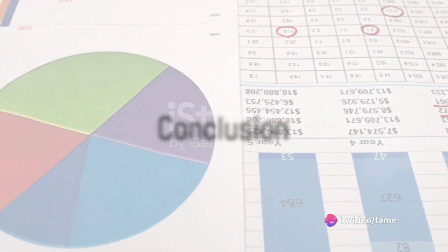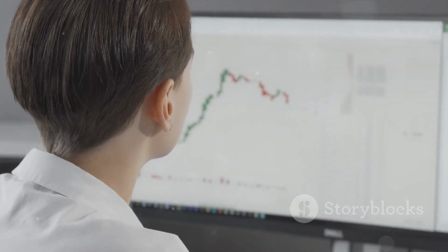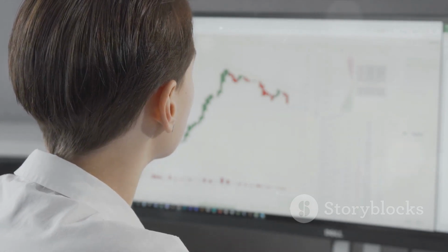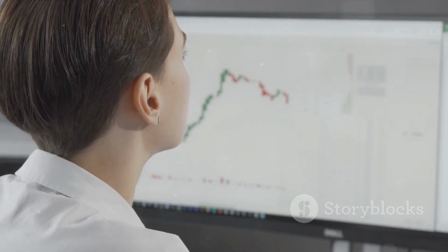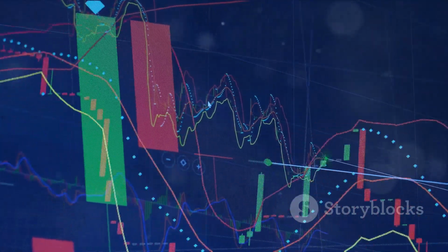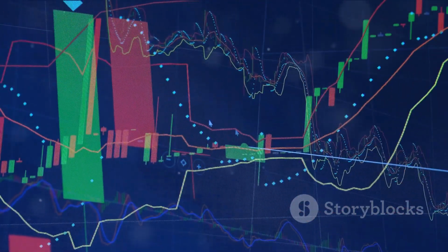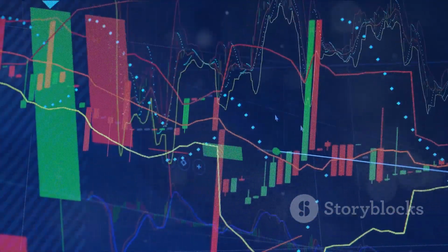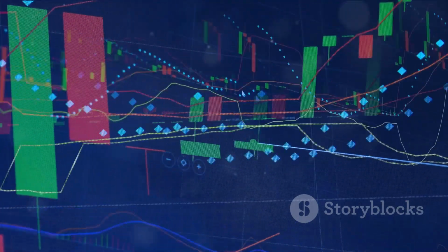So, to wrap up, the yield curve is more than just a graph. It's a valuable tool for understanding the economy and making informed investment decisions. Now, whenever you come across the term yield curve, you'll not only know what it is, but also appreciate its significance in the economic world.